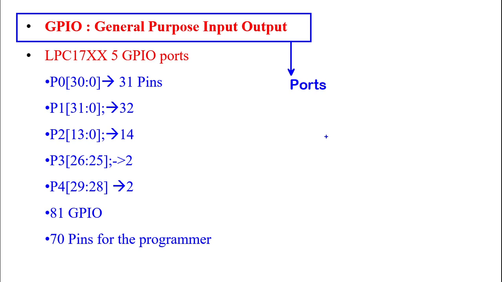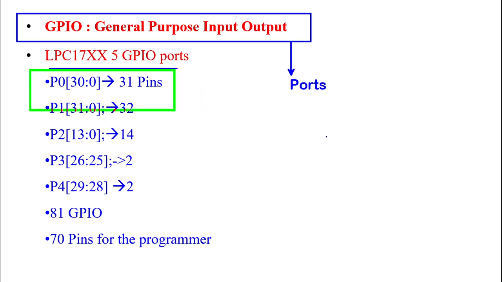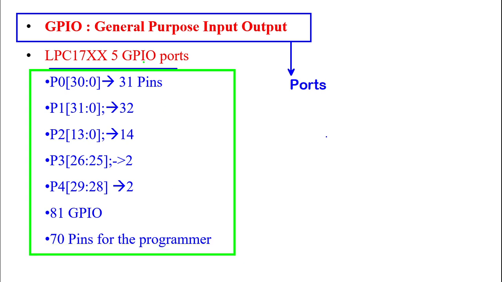You can see on the screen that the LPC1768 microcontroller has 5 GPIO ports, and the names are defined like this. They have given the names port 0, port 1, port 2, port 3, and port 4. So there are totally 5 ports available.